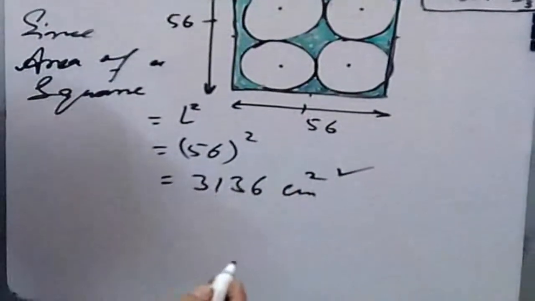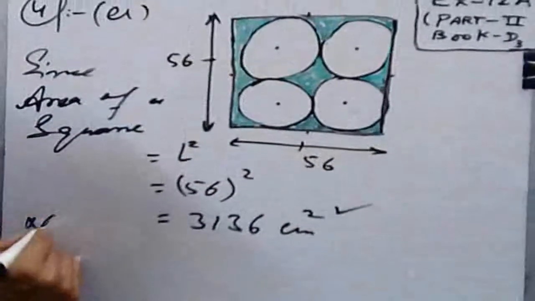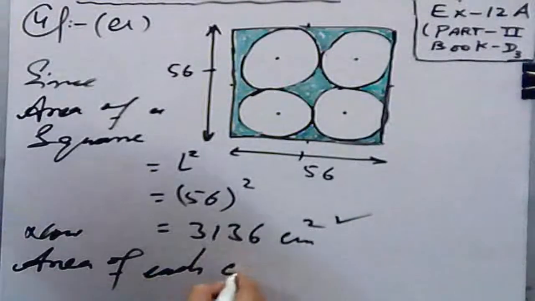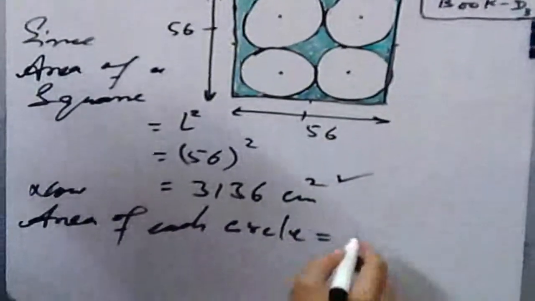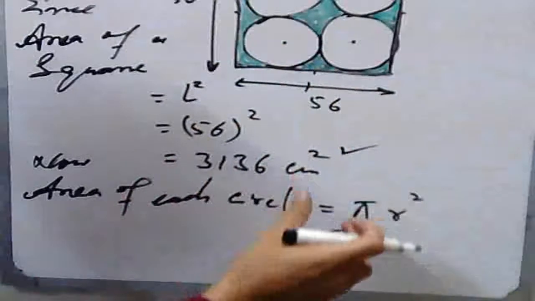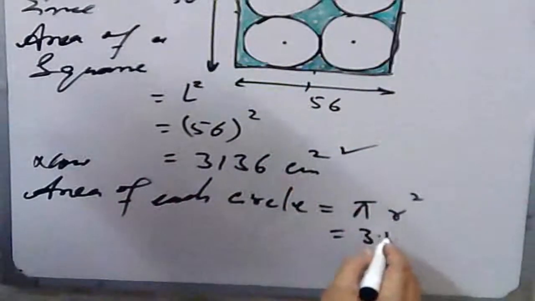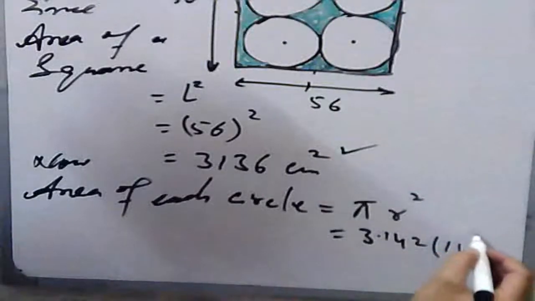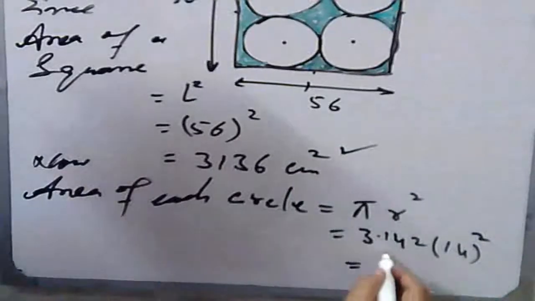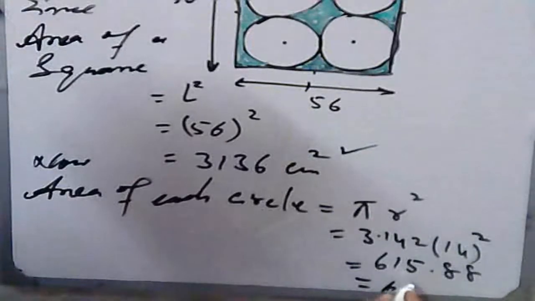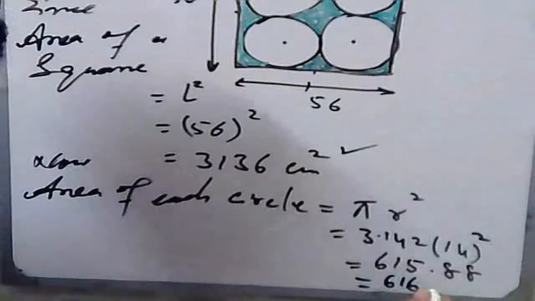Now coming to the area of each circle. Area of each circle is equal to pi r squared. It is a complete circle. It doesn't matter whether it is a small one or a bigger one. So putting in the values, 3.142 times r squared, where the value of r is 14, you will get 615.88, which is approximately 616.0 centimeter square.